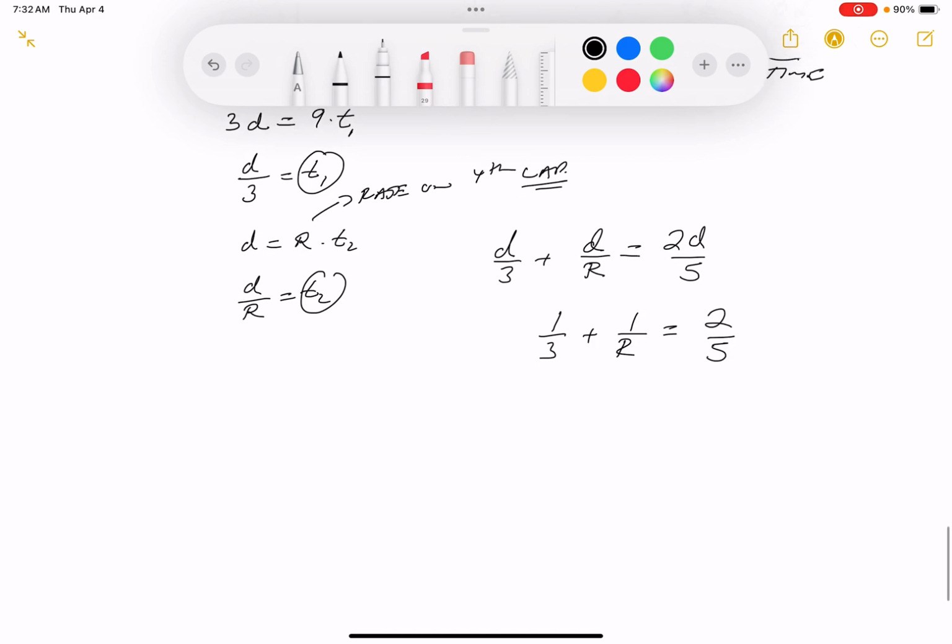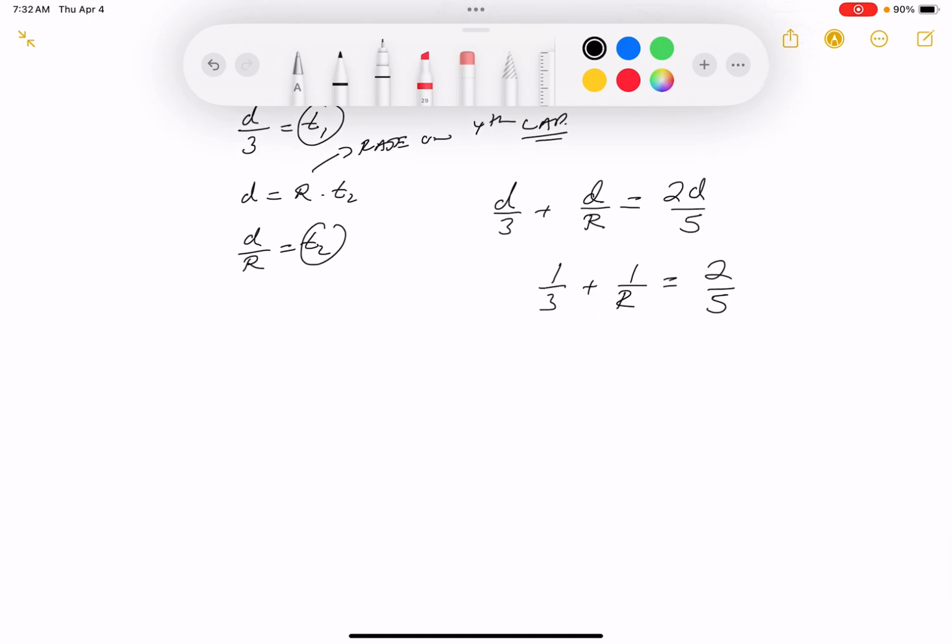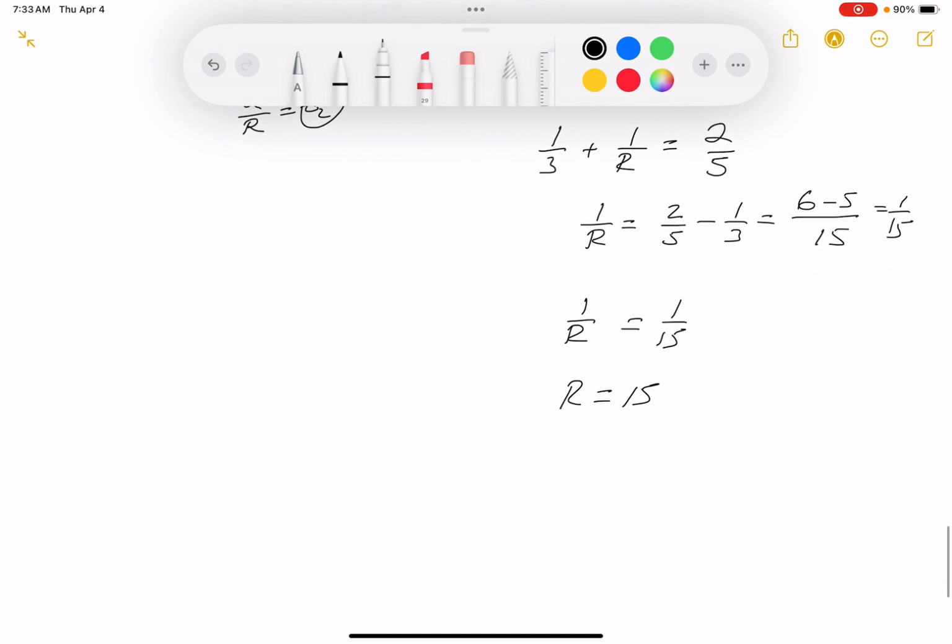All right, there's a variety of ways of doing this over here. What I'm going to do is subtract 1/3 from both sides. So you get 2/5 minus 1/3. I'm going to go to a common denominator of 15. That's going to be 6 minus 5, which is 1/15. And then I got 1 over R equals 1/15, which means R is 15. Now, if you don't remember what R is, it's the rate in the final lap, which he has to go 15 miles per hour. That's the final answer, and we are done. Thank you.